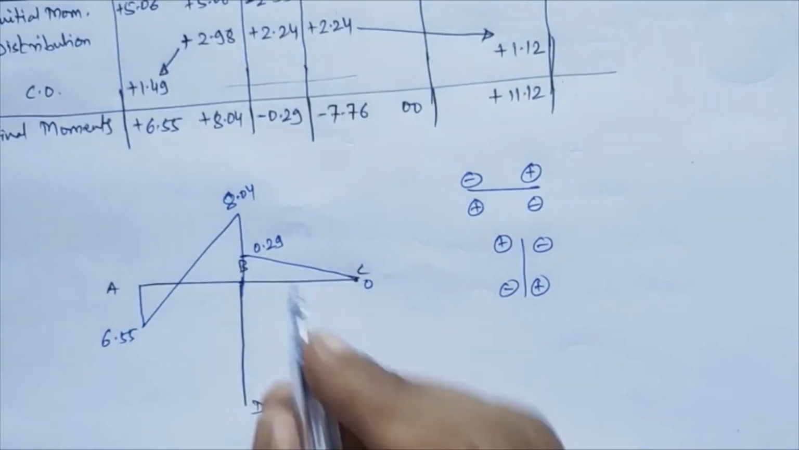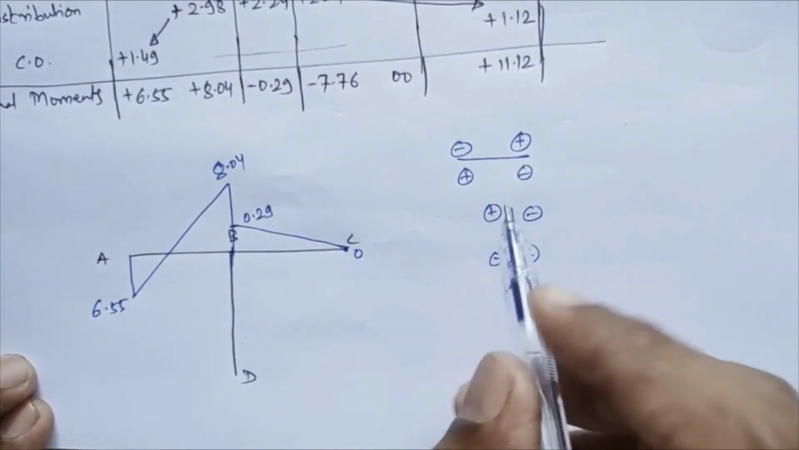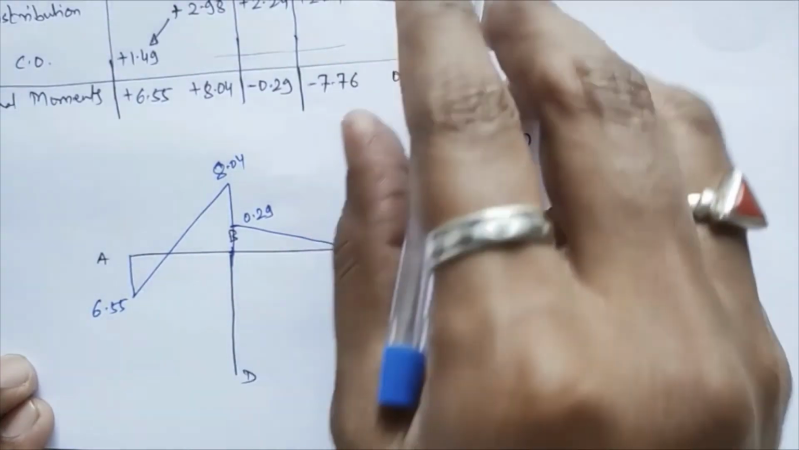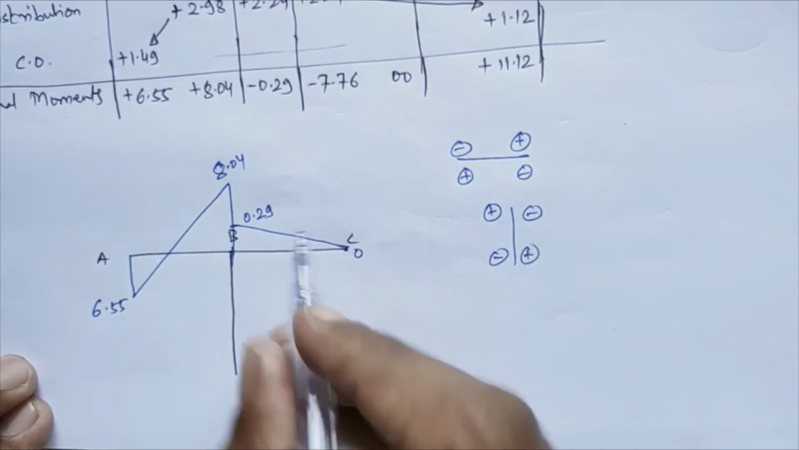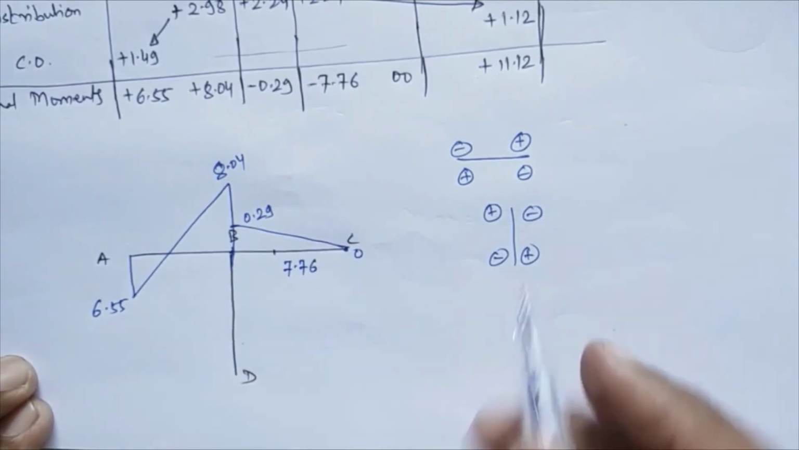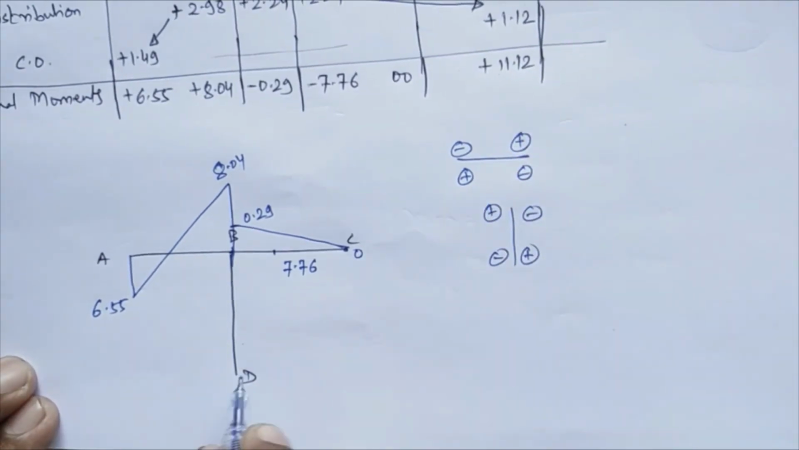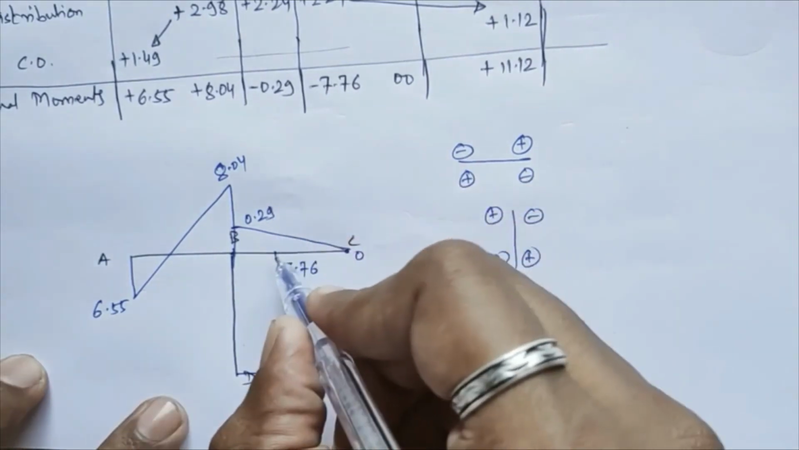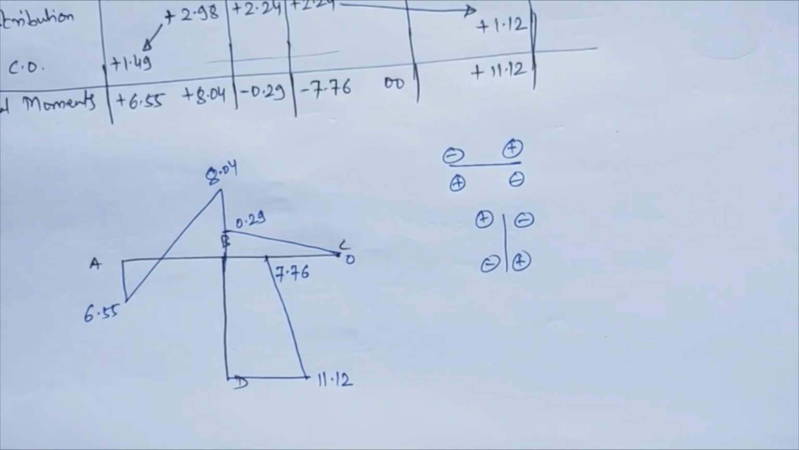Next, the vertical member BD. We'll plot that moment. MBD is minus 7.76, so negative, it will be plotted on the outward side, that is 7.76 here. The last moment is plus 11.12, positive, so again it will be plotted on the rightward side, and again join these two moments by a straight line. Now these are your support moments.